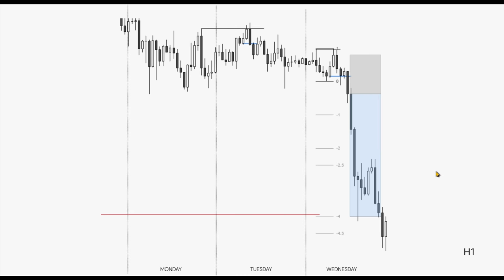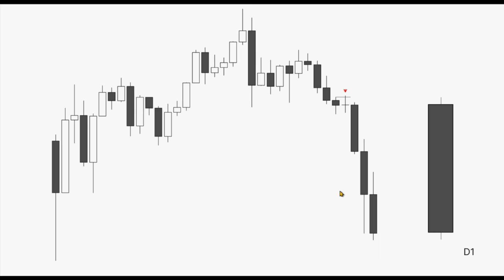And if we zoom back out to the daily chart, you can clearly see the classic expansion weekly profile in action, where Tuesday establishes the high of the week early and the rest of the week continues lower in alignment with the bearish direction. Now, let's move into the second example.